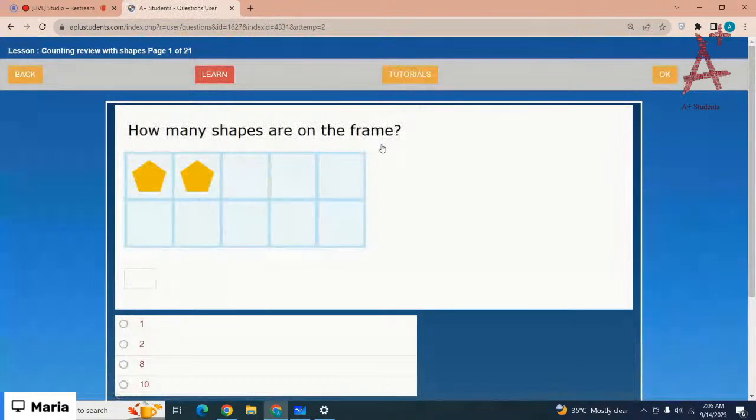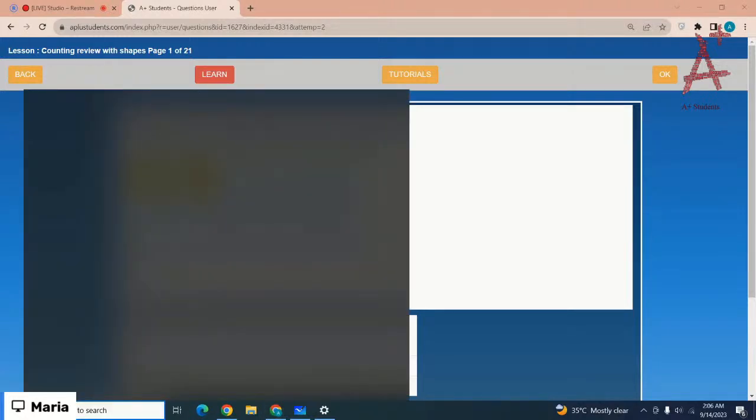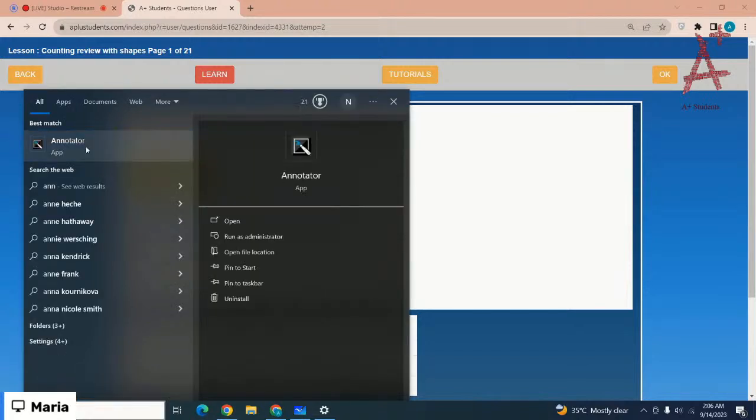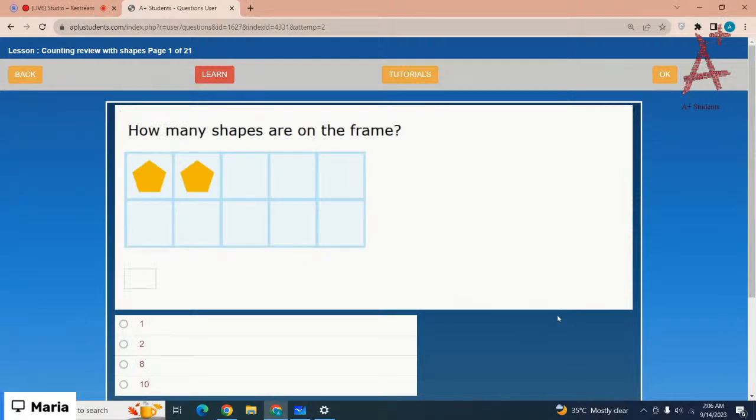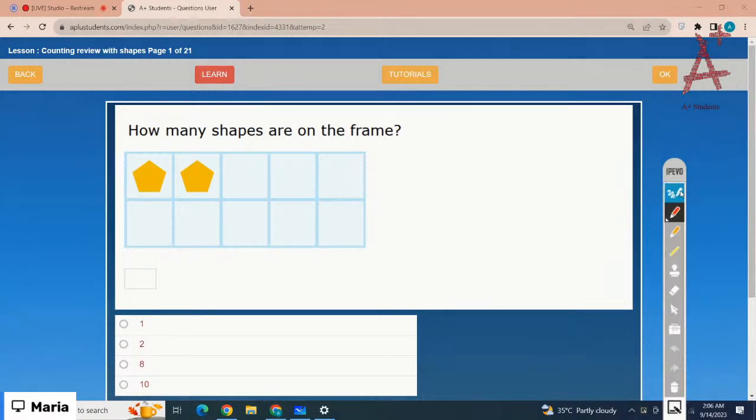Okay, how many shapes are on the frame? You have to count the shapes. So how many shapes? Just count them and write the answer in the chat box if you already know the answer. So just count them. There are 1, 2. There are only 2 shapes in the frame, right? So the correct option is 2, right?